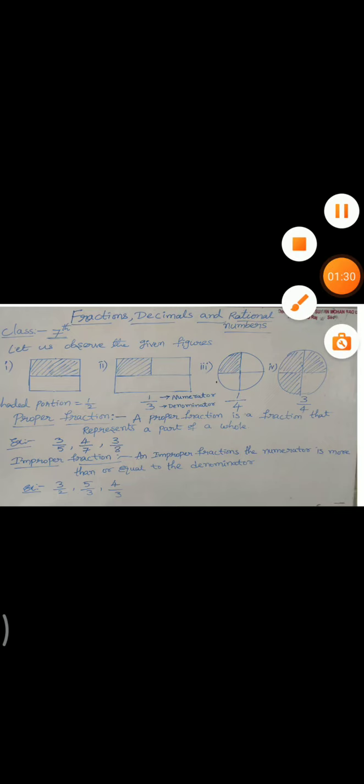Then, how can we represent it as a fraction? Yes, we already know about this. One part is shaded and the total is divided into 2 equal parts. So that's why we write the shaded portion as 1 by 2. What is that? 1 by 2.